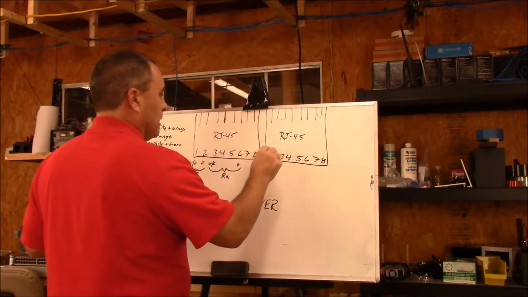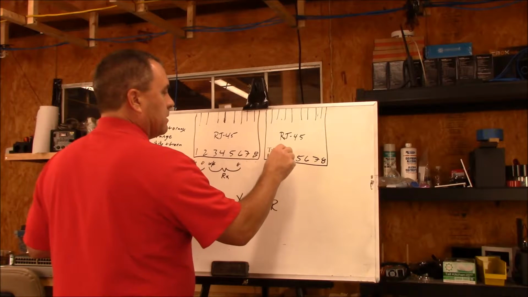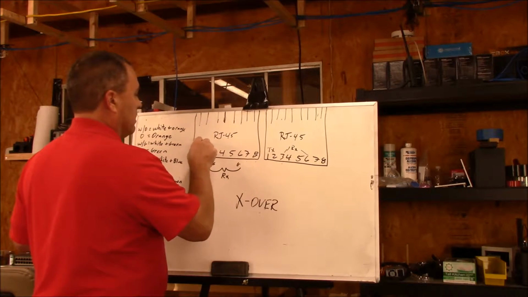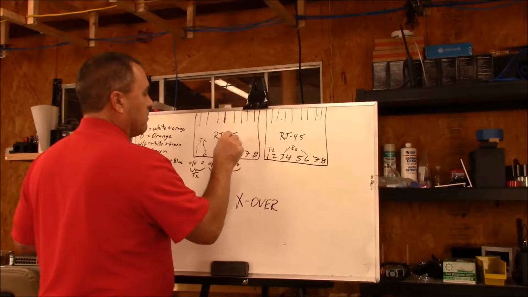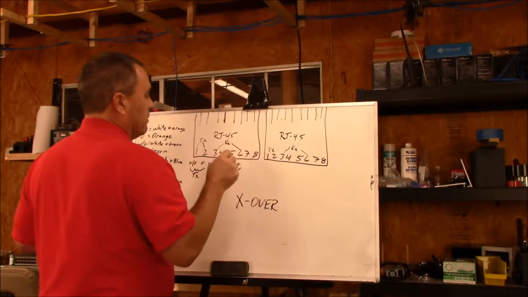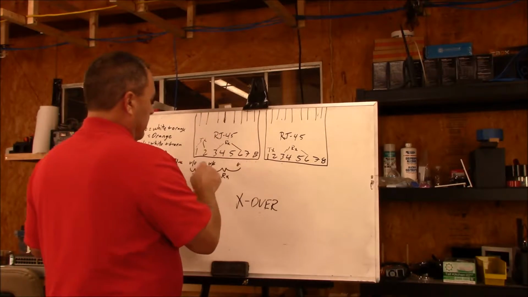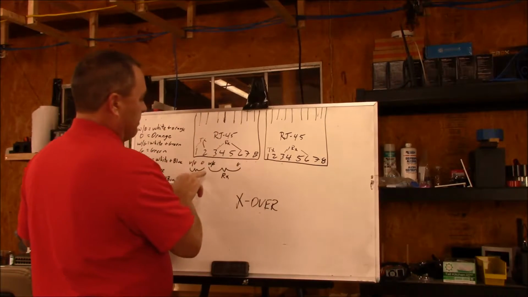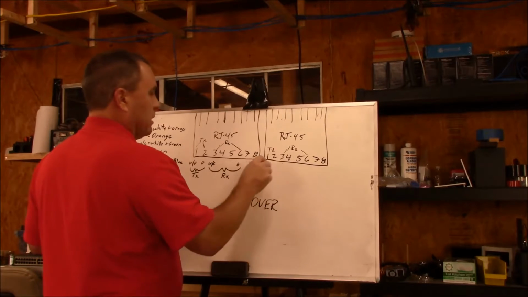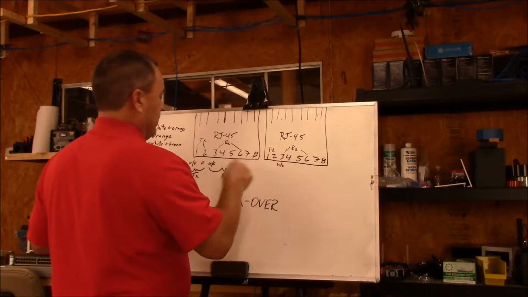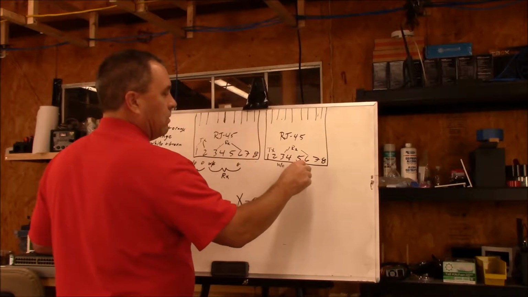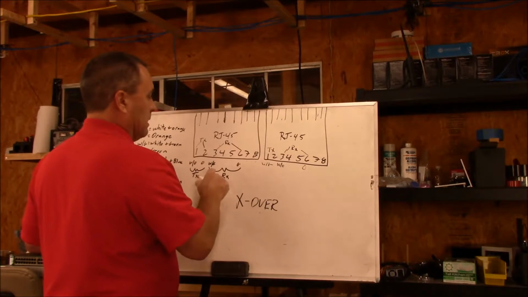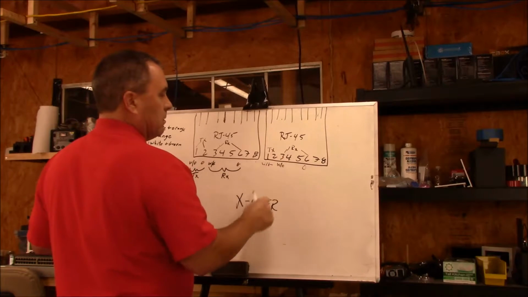So if this is the transmit and these two are the receive, what we're going to do is map the transmit to the receive. So it's going to go white, orange, and then orange, and then we're going to do white, green, and green.